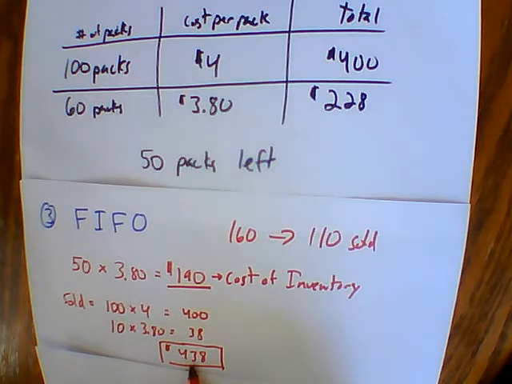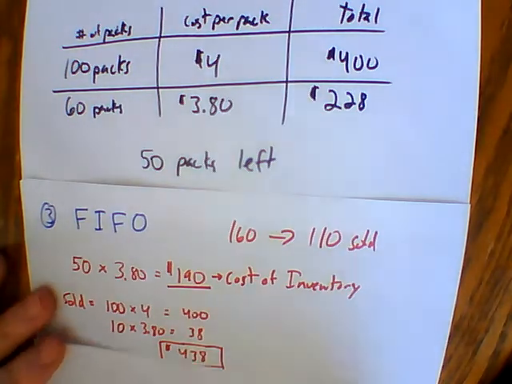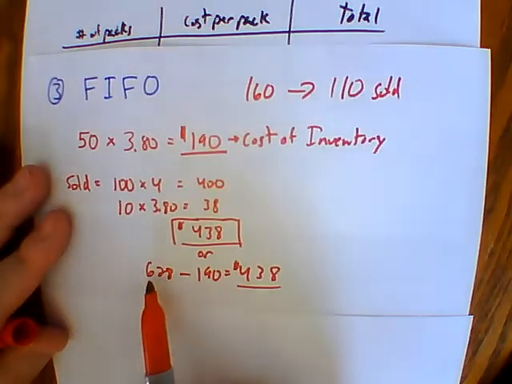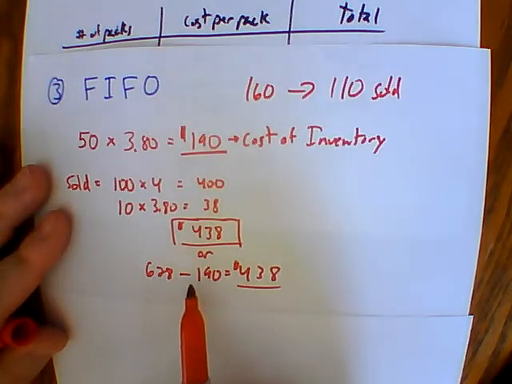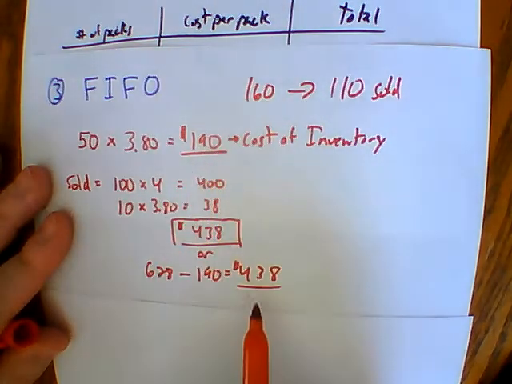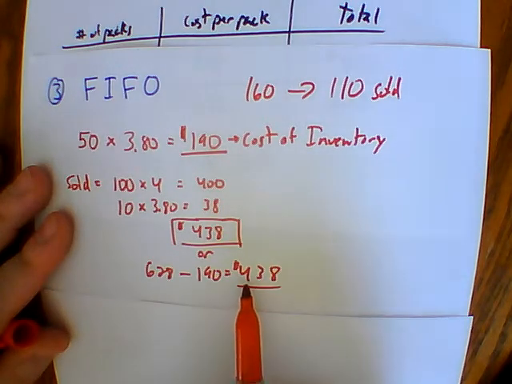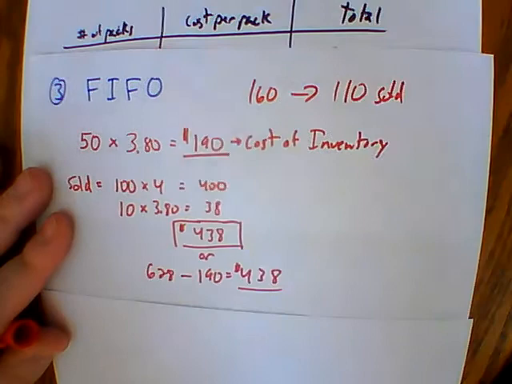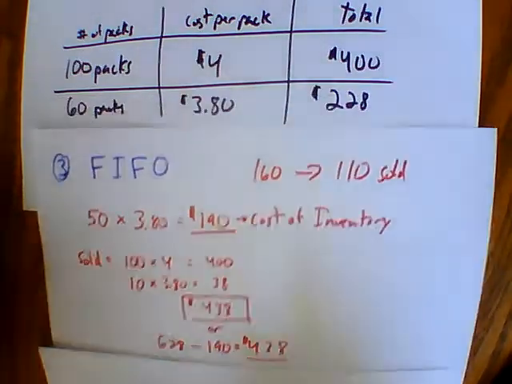So $438 sold, $190 are our carryover, or if we remember back, our total inventory was $628. We take off what's left in inventory, and that is what is sold. So we sold $438 worth of inventory, and we're keeping $190 worth of inventory.